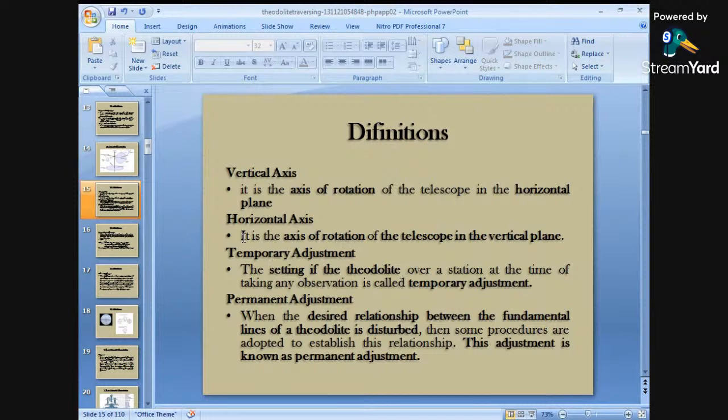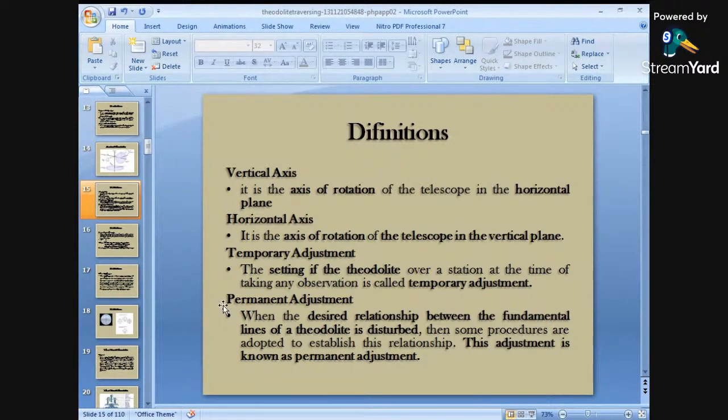Okay, after that, whenever you install your instrument at a point, you need to perform certain adjustments. That is called your temporary adjustment. So the setting of the theodolite over a station at the time of taking any observation is called your temporary adjustment. Okay, after that, permanent adjustment is when the desired relation between the fundamental lines of the theodolite is disturbed. Then some procedures are adopted to establish this relation. This adjustment is called a permanent adjustment.